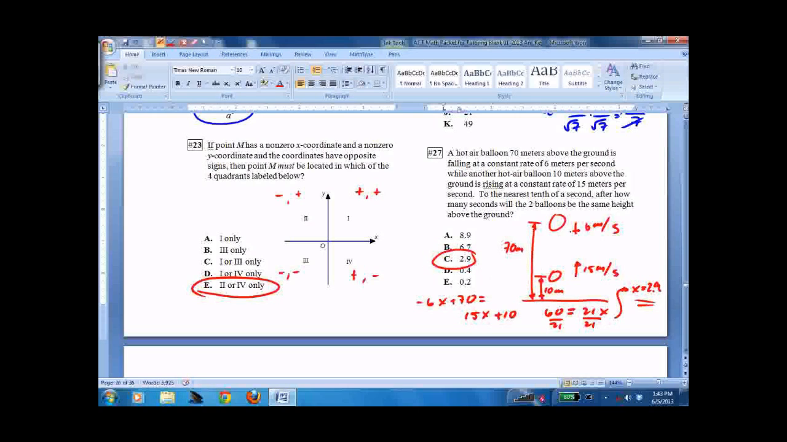That's confusing. Just consider that this one starts at 70. That's what this is, and it's moving down at negative 6. The other one starts at 10 and is moving up at 15. So you just set them equal.